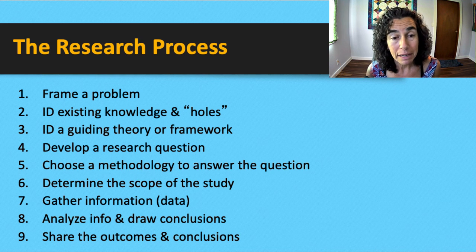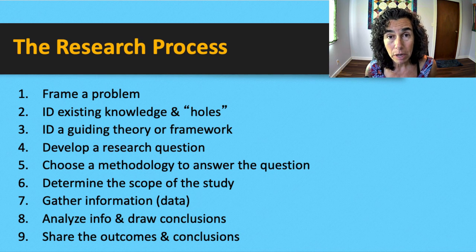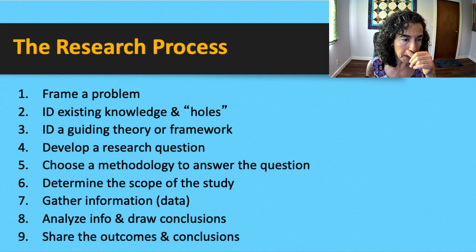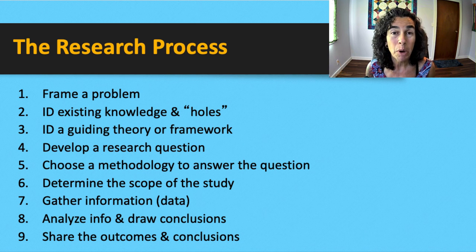3, we identify a guiding theory or framework. What's going to underlie our whole thinking process about how to treat long COVID? It could be a neurological theory. It could be a motor learning theory if we're looking at motor issues in long COVID, etc. So we figure out what is the underlying support for our research process.